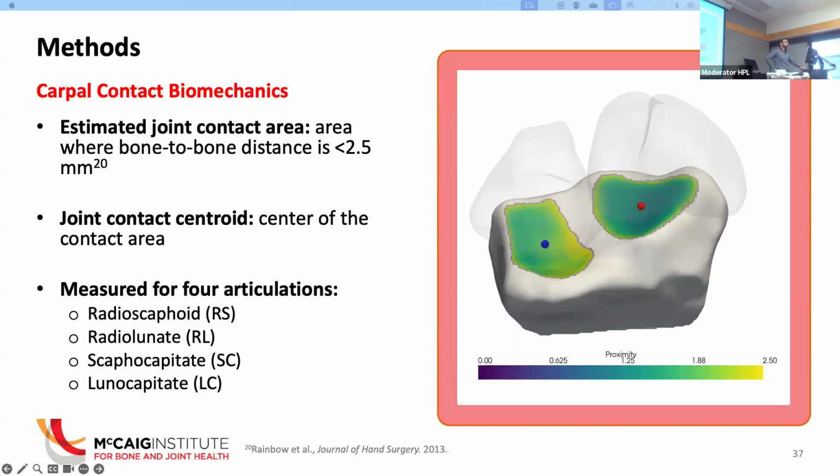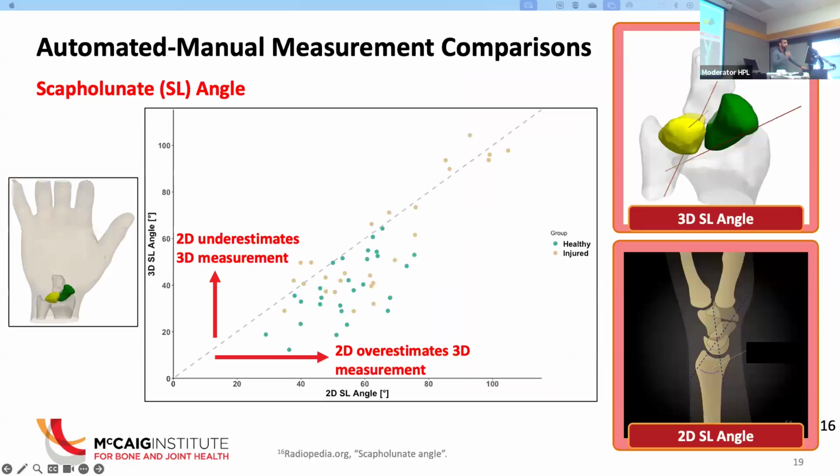If you have some comparison between 2D and 3D, which one is the gold standard? The 2D is currently the gold standard. The 2D measurements are what the orthopedic resident took, manually annotating the CT slices. In your conclusion, you said that 3D measurements are more accurate.